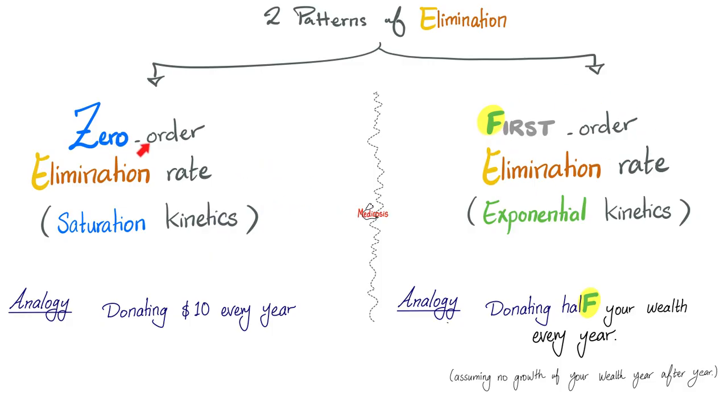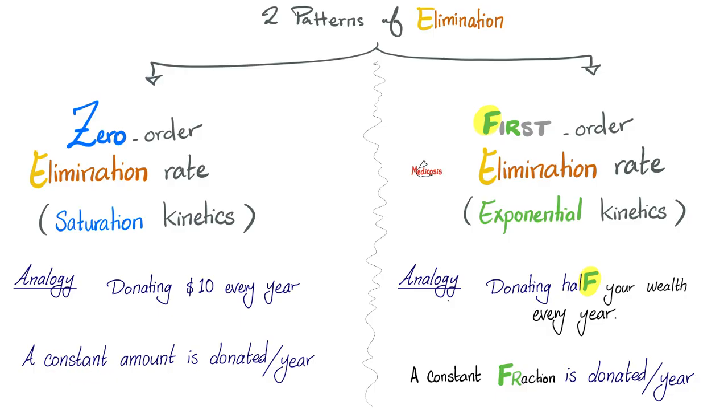To understand them, zero order is like donating $10 every year. Every year, I donate 10. The next year, I donate 10. The third year, I also donate $10. But first order elimination is like donating half your wealth every year. So in 2020, I'll donate half of my wealth. And then in 2021, I will donate half of the remaining half, etc. In zero order, a constant amount is donated every year. But in first order, look at this, first half, a constant fraction is donated every year. Not a constant amount, a constant percentage.